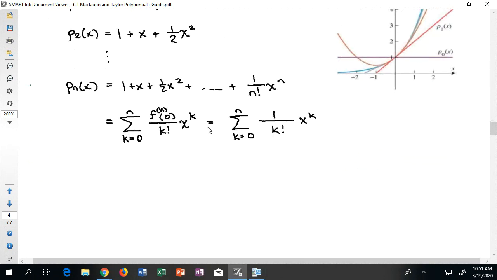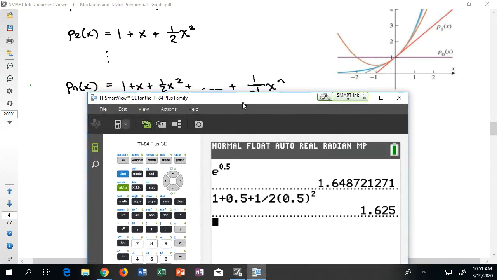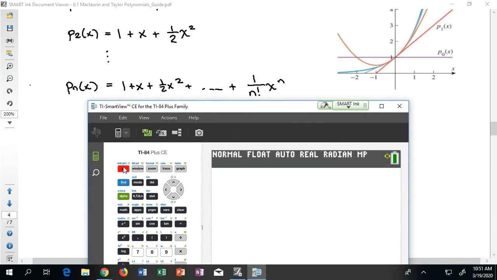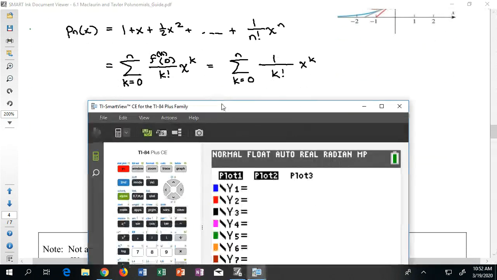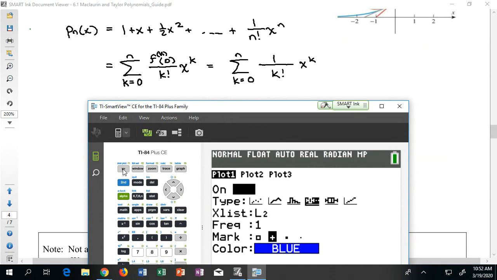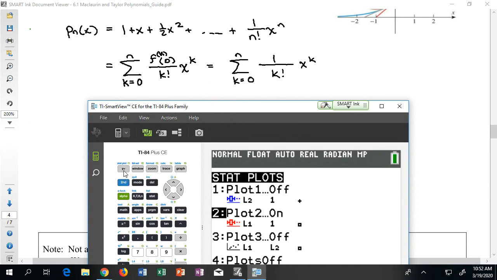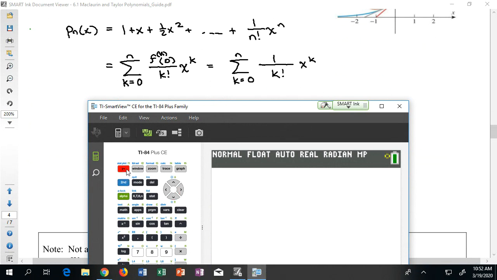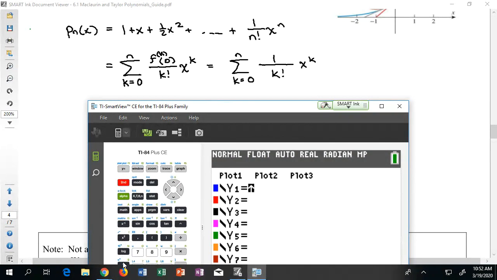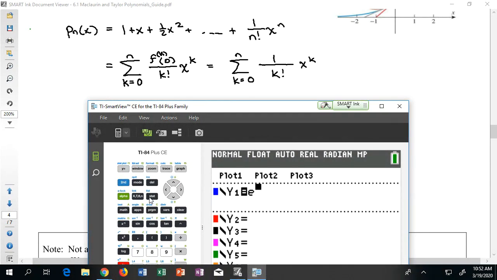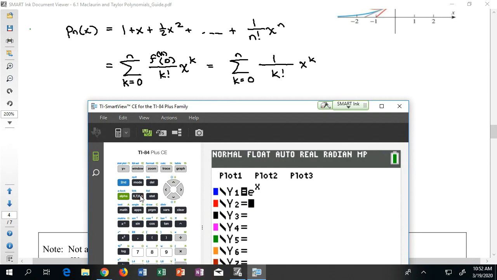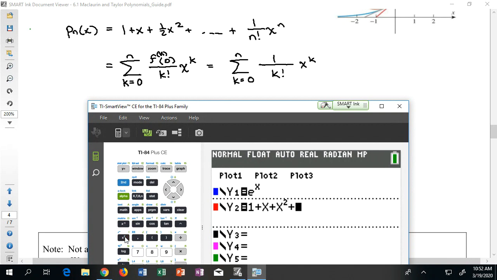I could then say that if I went to my calculator and typed in something like e to the power of x, and then started writing out my polynomial, I could build a polynomial that looks more and more like my function. And this formula here tells me exactly what the next term is.